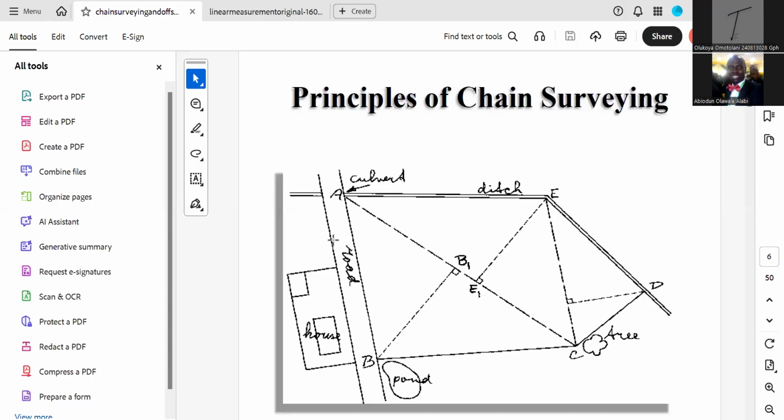Okay, so let me use this. Who can tell me where the baseline is in this diagram we are seeing? Who can tell me the baseline? The one from A to C, sir. Yes, good. The one from A to C is the baseline, the longest line.